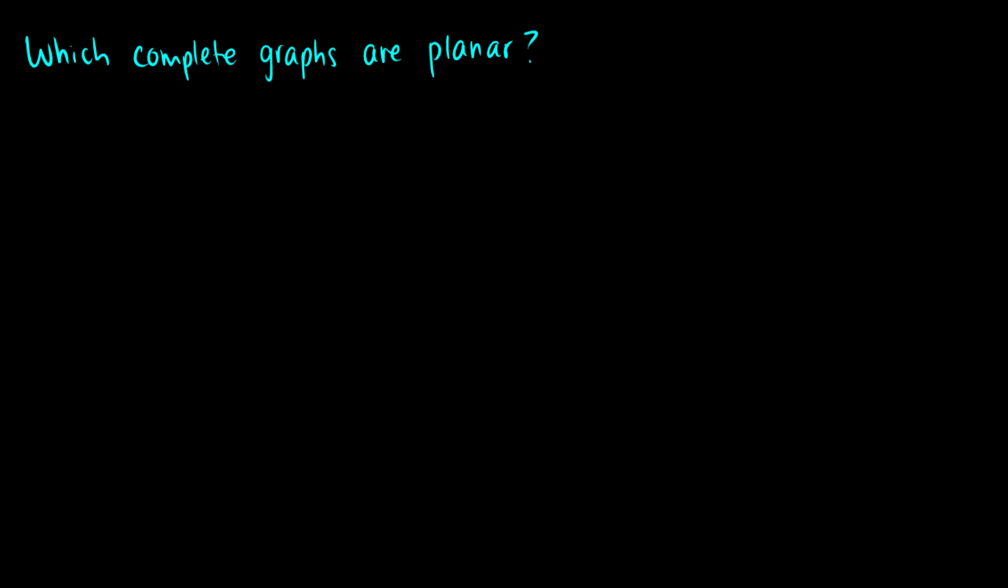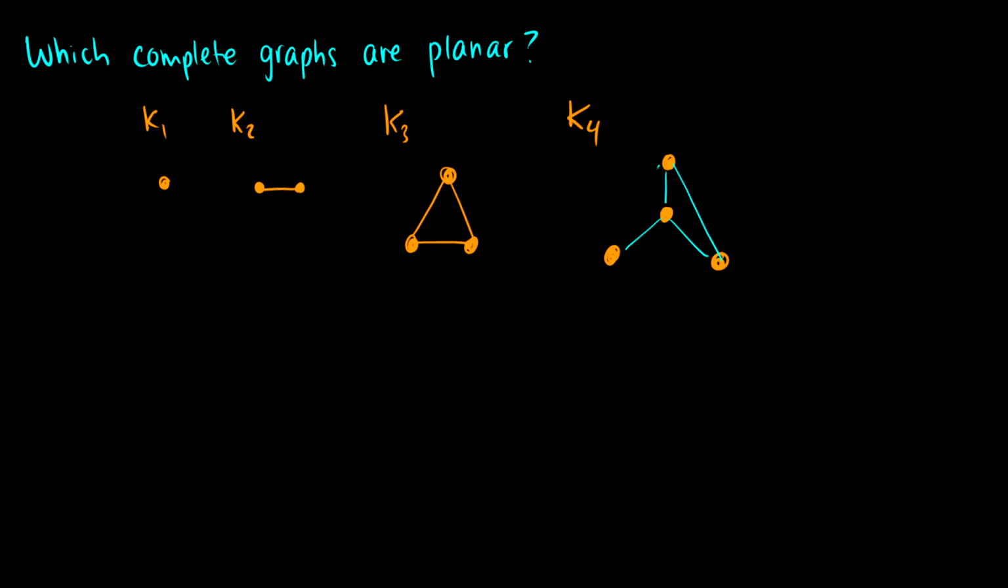So we know that K1, well, it's just a vertex, so of course it's planar. K2, you can't really cross edges when you only have two vertices. K3, well, if we set that up as a triangle, we don't really have any issues there, so that's good. What about K4? Well, K4 was actually just the graph that I drew before. In fact, this time I'm going to draw it a little bit different. So we can draw K4 like this.